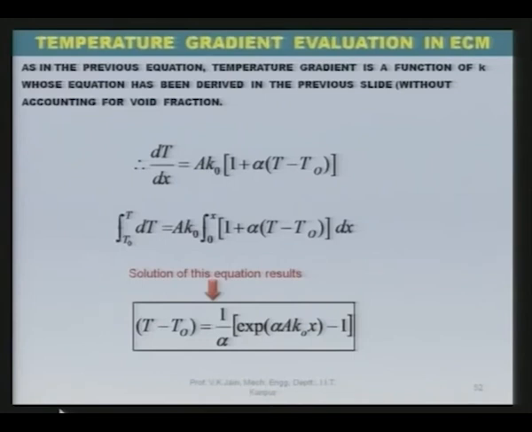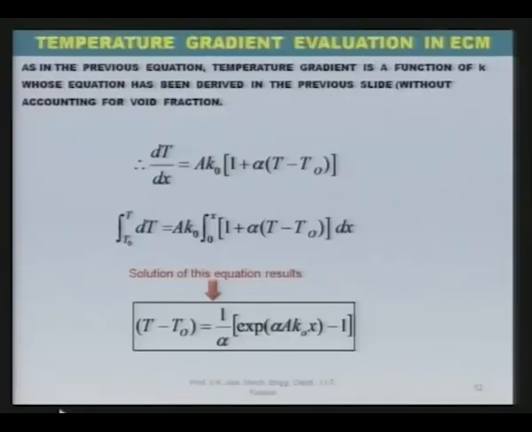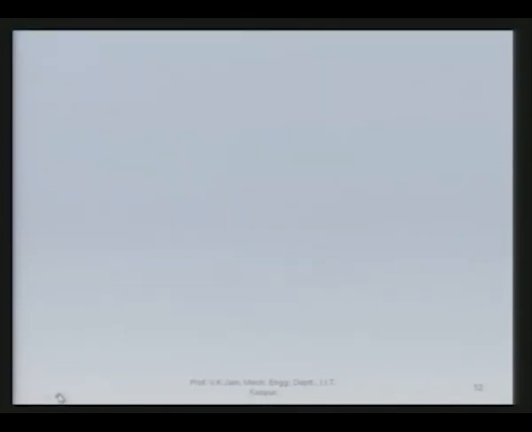Now, from this equation you can find out what is the temperature variation along the electrolyte flow, and from the earlier equation dT over dx you can find out what is the temperature gradient along the electrolyte flow path.